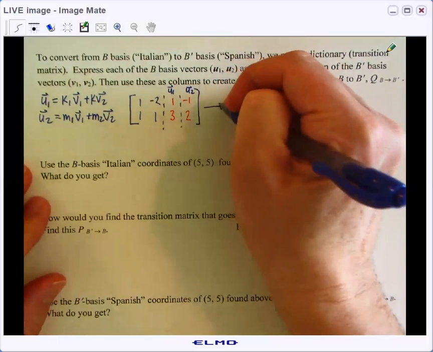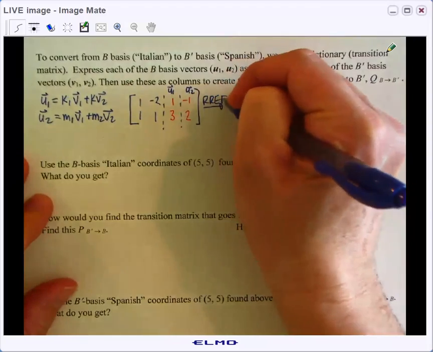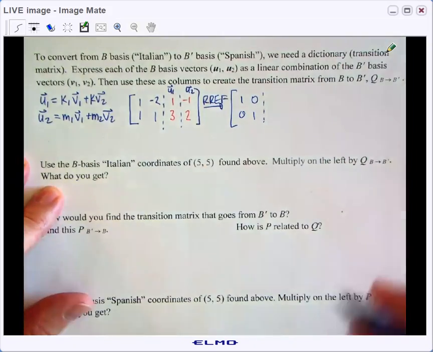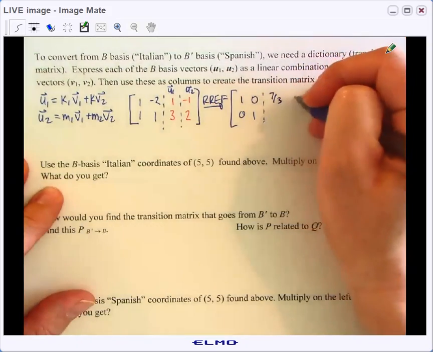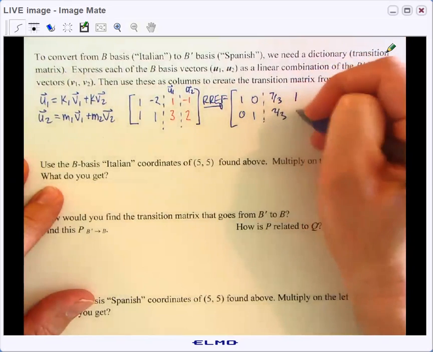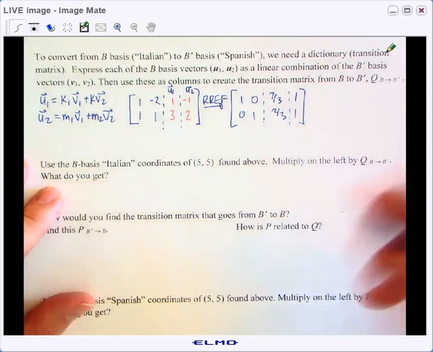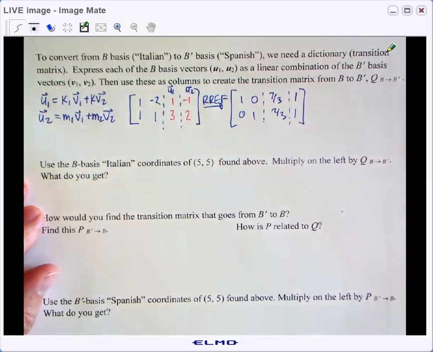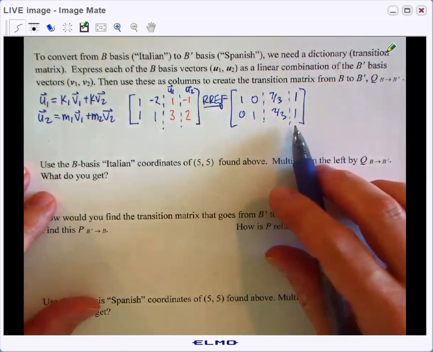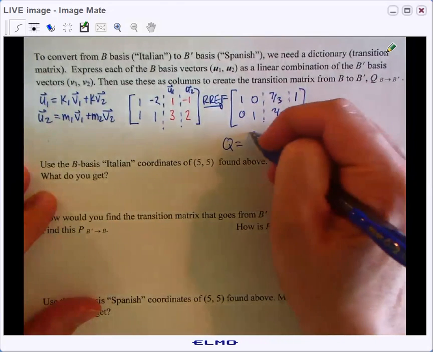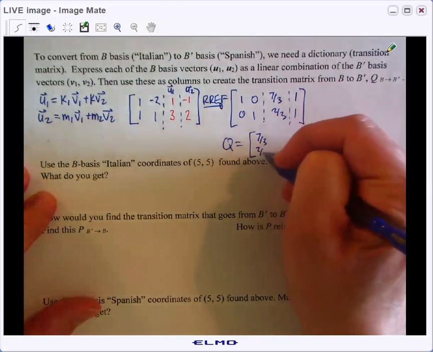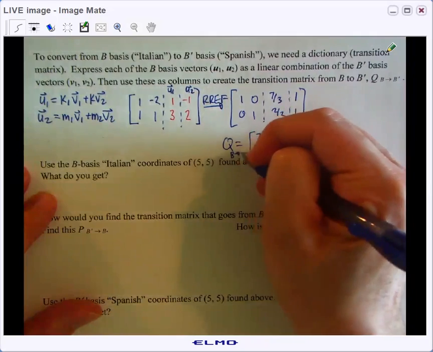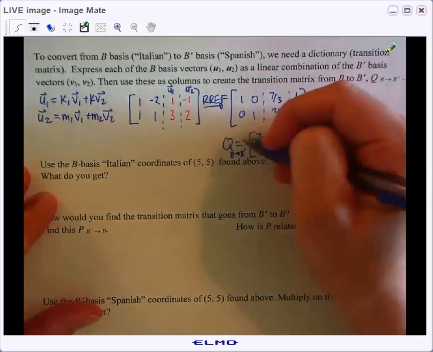So on my calculator, when I put this in, I get RREF and I get the identity matrix here, as will always happen because we have a basis going to another basis. So I get 7/3, 1, 2/3, and 1. Okay, so I know who K1 and K2, M1 and M2 are, and we're going to use those to create a transition matrix Q. So we're going to let Q be these guys right here, 7/3, 2/3, and 1, 1. And this is going to transition us from the B basis vector coordinates to the B prime coordinates.